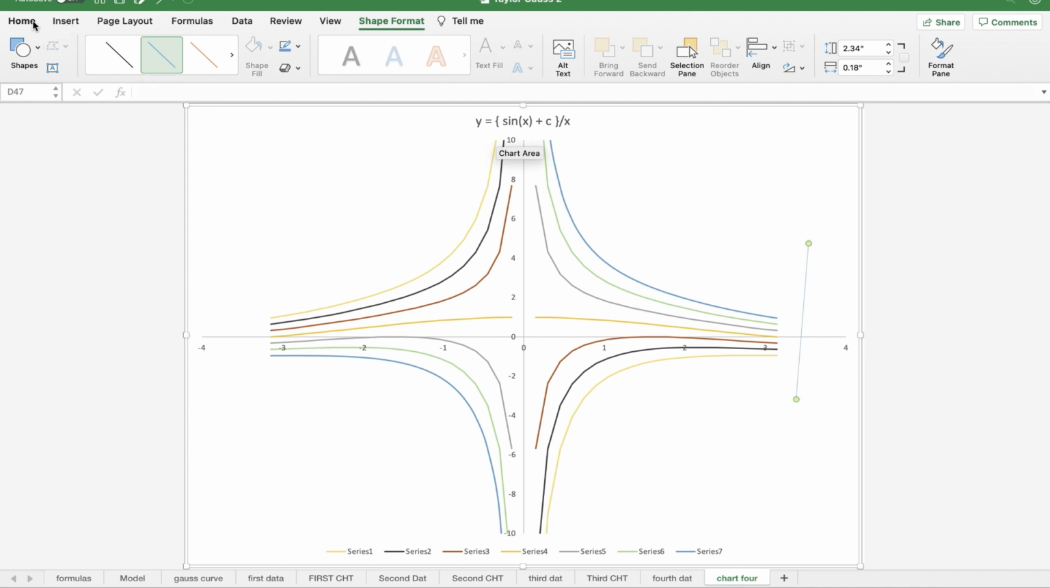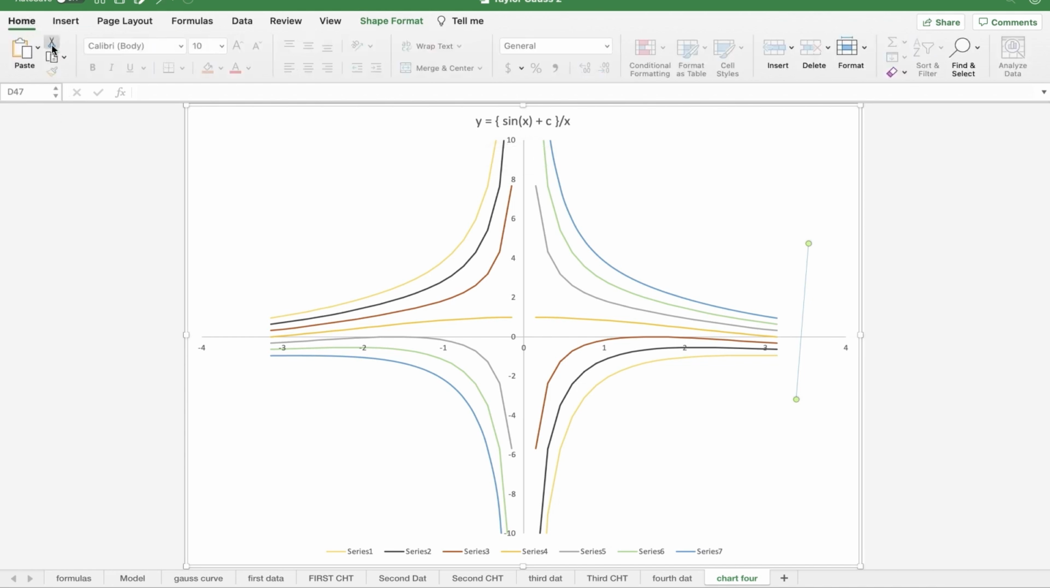Actually, I'm gonna see if I can cut that. Yeah, I'm gonna cut that.